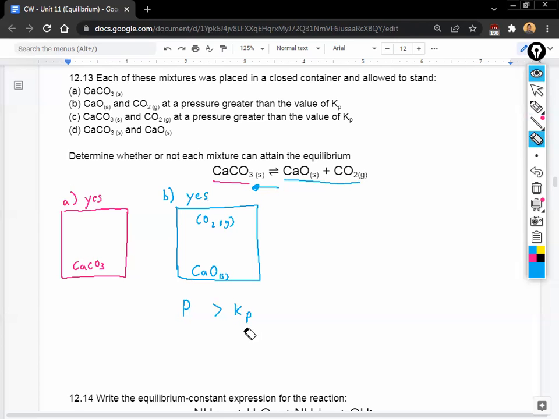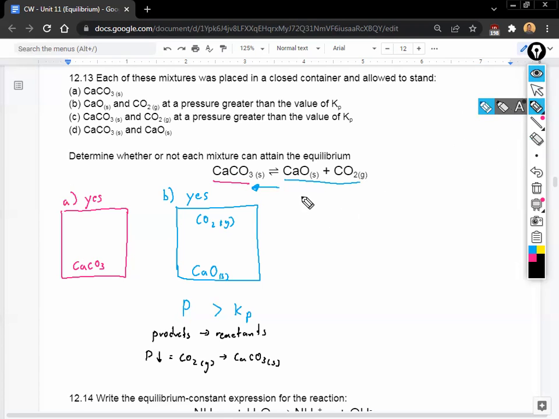Okay. Now, if I wanted to elaborate or write that out, because I think you guys might want to write this down, you can say that the products are going to want to turn into the reactants. Okay. The pressure wants to decrease. And so if CO2 gas becomes CaCO3 solid, the pressure is going to want to decrease. Okay. So that's the answer for B. It is also yes. Any questions on that one? That one a little bit more complicated, but kind of not really.